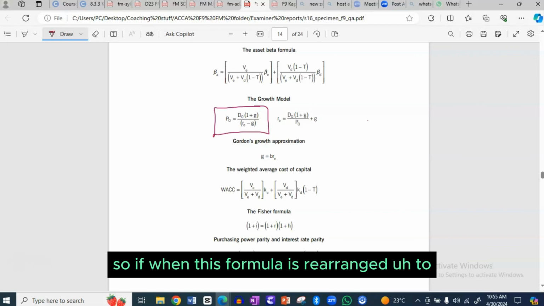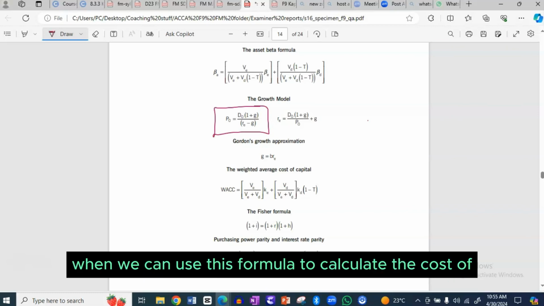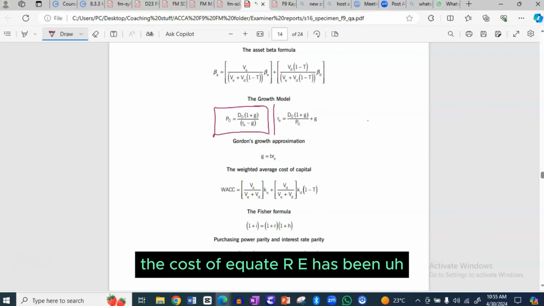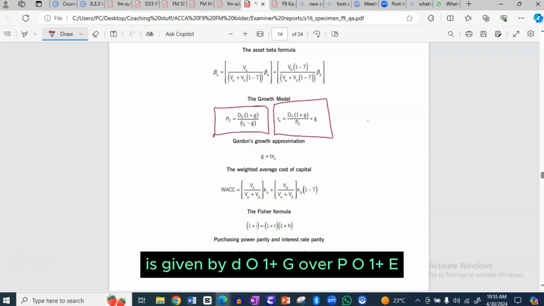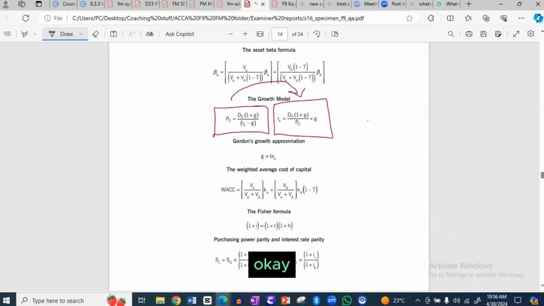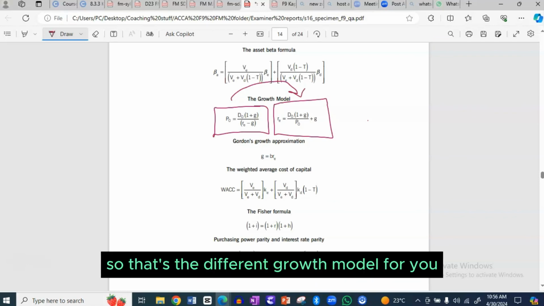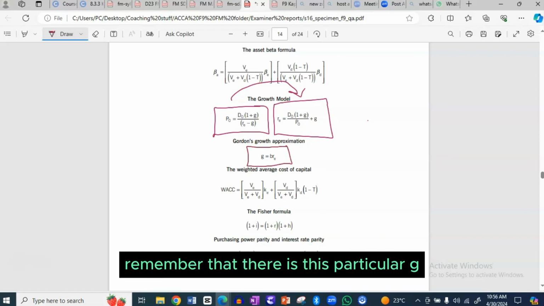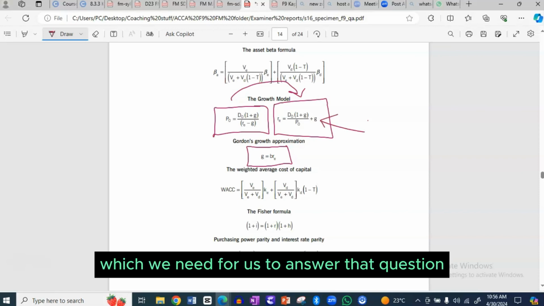All right, so when this formula is rearranged, we can use it to calculate the cost of equity. As you can see here, the cost of equity Re is given by D0 (1 plus g) over P0, plus g. So it's just a rearrangement of this formula. That's the dividend growth model for you. We also need this particular formula for the growth rate. Remember that there is this particular g which we need to answer that question.